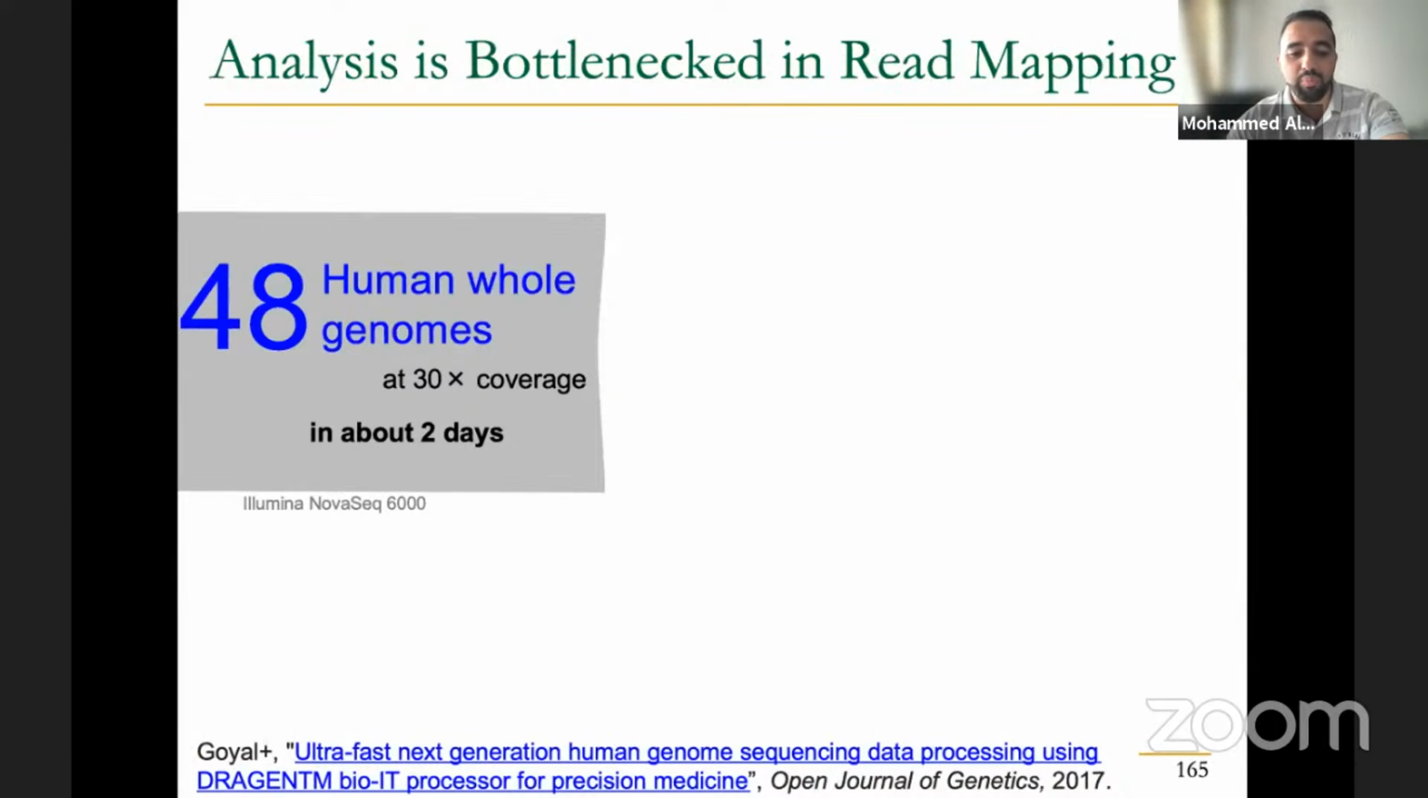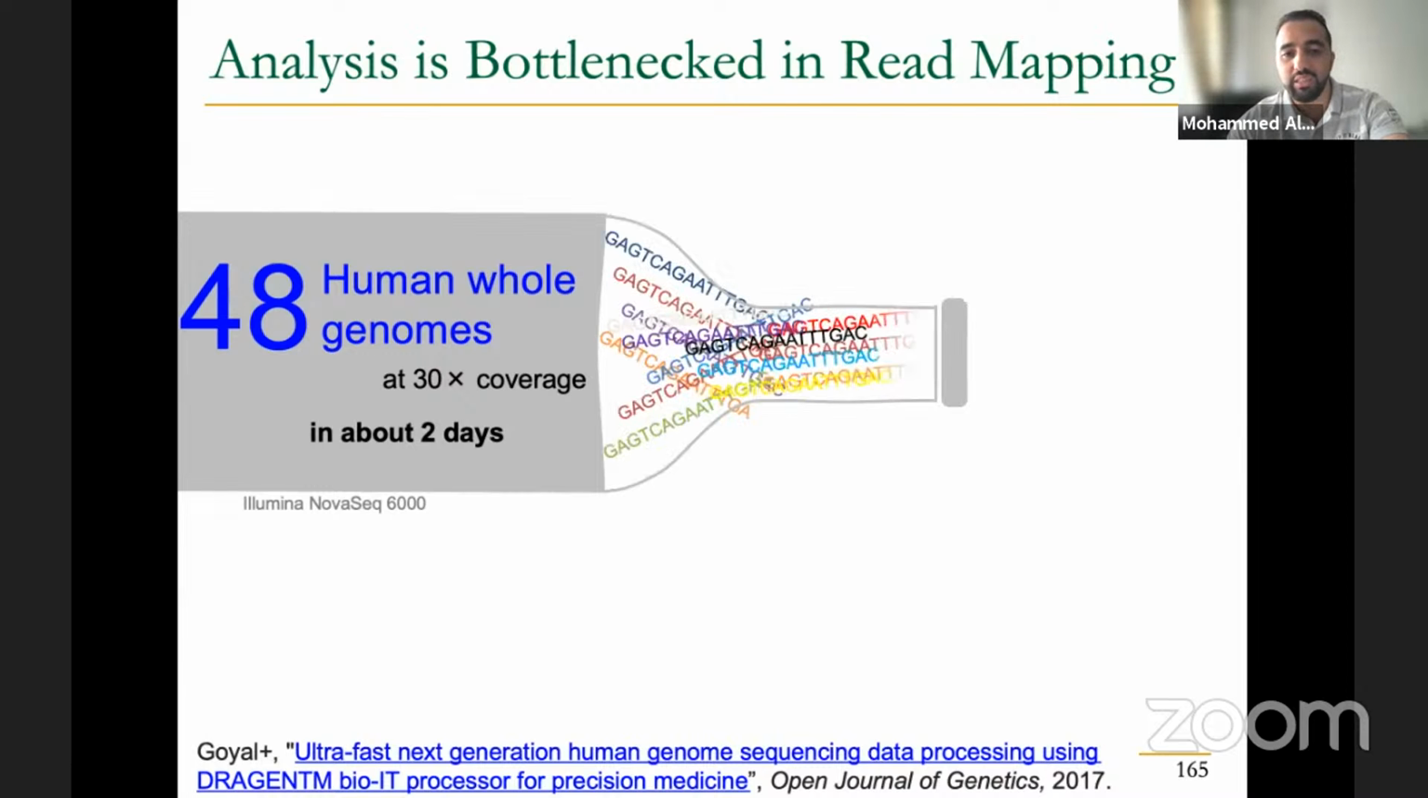Just to give you an idea about how these sequencing machines perform, they can process 48 human whole genomes at 30x coverage in about 2 days. That is to say, in 1 hour, they can process an entire human genome. And 30x coverage means I'm reading the same location in your genome 30 times, so that I'm increasing the confidence that my reading was correct. As you know, this sequencing machine sometimes makes errors, and these errors need to be addressed or fixed using some computational steps.